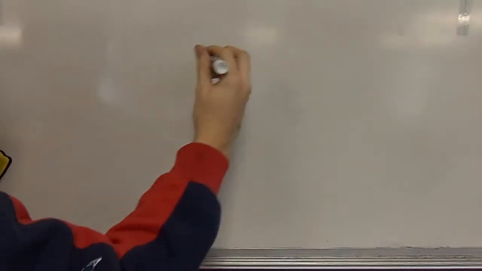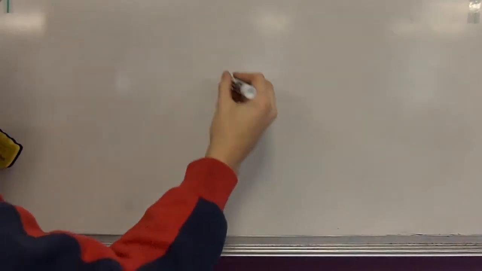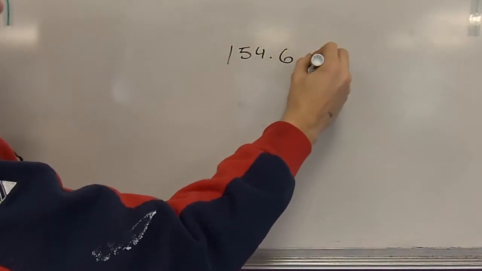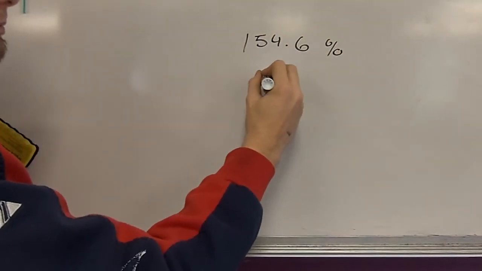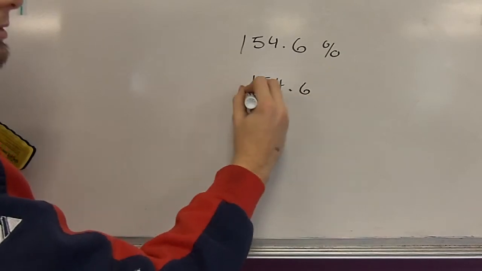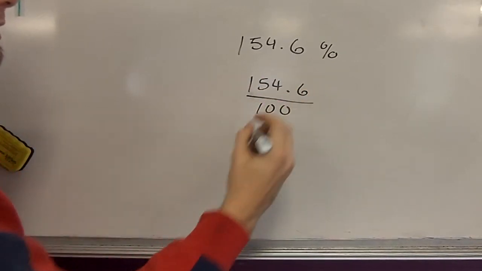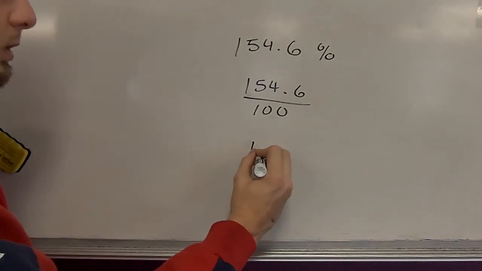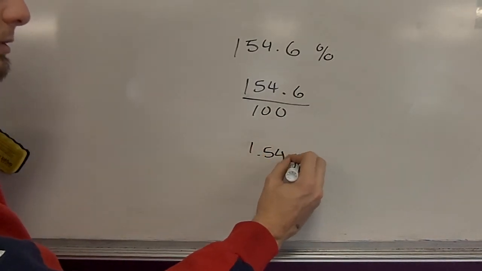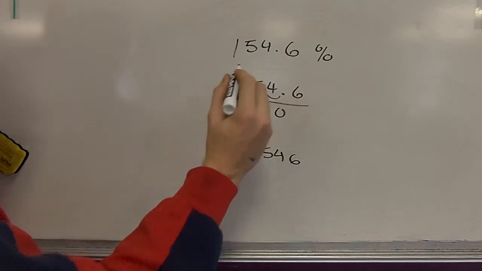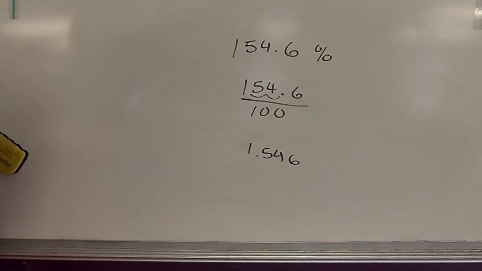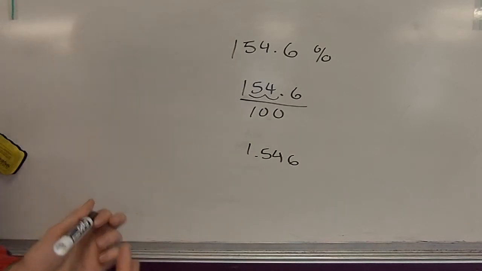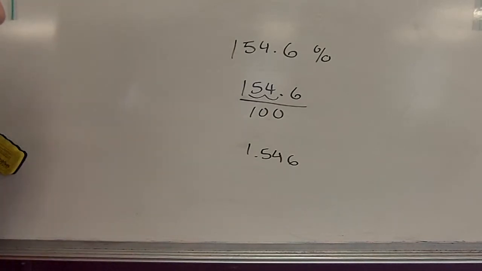Let's look at one more example. What if I have something over 100%? What if I have 154.6%? Well, this just means 154.6 out of 100. Dividing by 100 moves the decimal left 2 spaces. So we get 1.546. Decimal left 2 spaces. That is really all there is to changing a percent into a decimal.